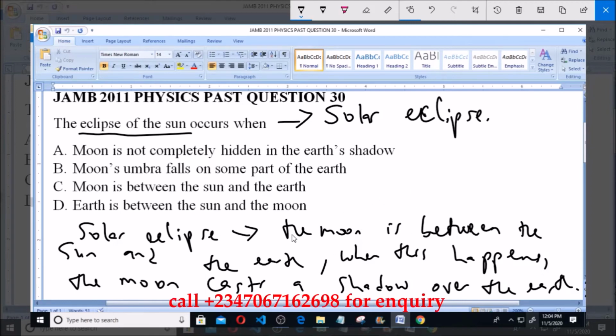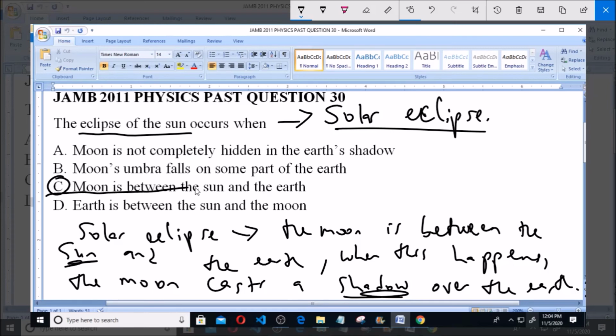Now this is because the moon is between the sun and the earth, and then obstructing the rays of the sun from reaching the earth, and then casting a shadow over the earth. So that is the eclipse of the sun, or solar eclipse, and that is what is seen here in option C. The moon is between the sun and the earth, so C is the answer to this question.